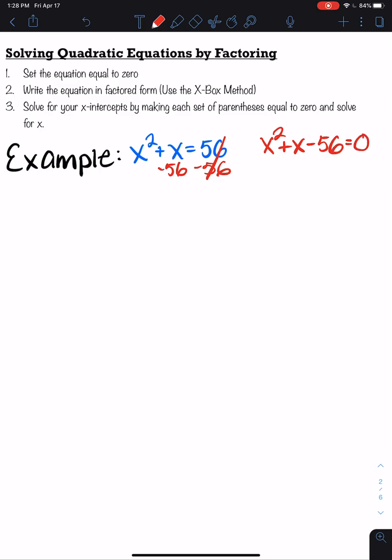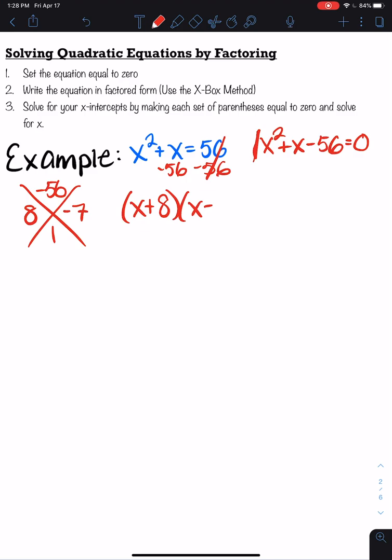Now I can begin getting it into factored form using my Xbox method. So I need to do a times c at the top, so 1 times negative 56, which is negative 56, and then my b value at the bottom, which is 1. So two numbers that multiply to negative 56, but also add to 1. This would be positive 8 and negative 7. So because a is 1, and only because a is 1, I can actually take this and write it as x plus 8 times x minus 7.